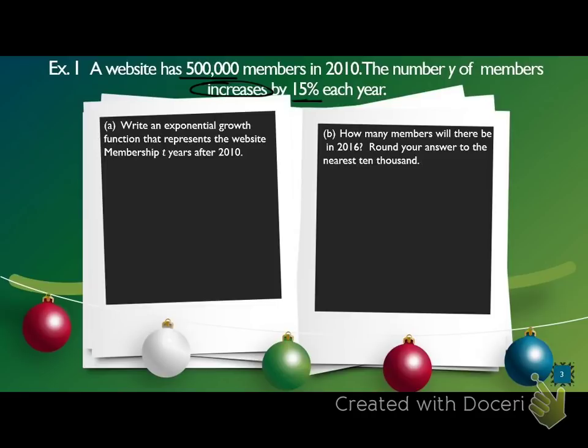So at this point, we're not actually going to solve for a final answer. We're just going to write the function. So let's start by writing the formula. If this is a growth problem, which according to our problem, the word increases by tells us it's a growth problem, we are using the formula y equals a times 1 plus r raised to the power of t. Now, if a is our initial amount, we know a website has initially 500,000 members. So we're replacing a with 500,000. And that's going to be times 1 plus. Now, our growth rate is 15%.